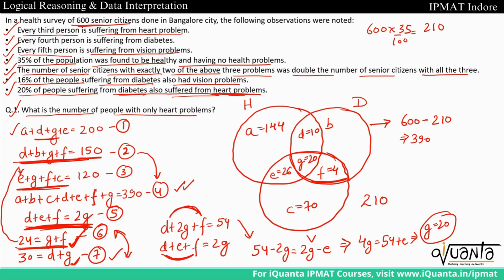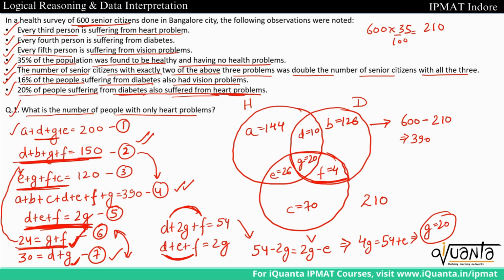Now only one equation is remaining. Now only one variable is remaining, which is B. So if I put the value of D, G, F into the second equation, I'll be getting the value of B as 126. So now I know the values of all the variables. I can easily solve the questions now.